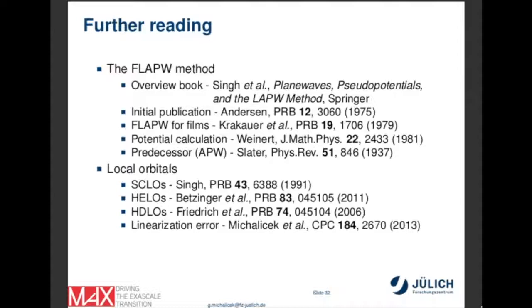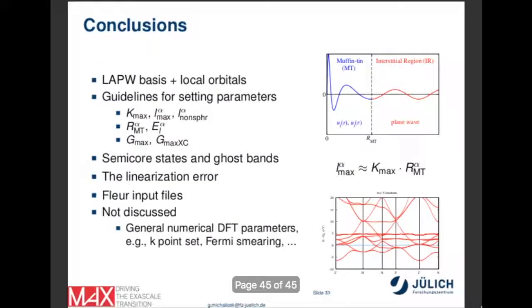So this is some further reading. If you want to know more, then there's a very nice book by Singh about the LAPW method. Then there's this initial publication by Andersen and an extension to films by Krakauer. Then there is a nice paper on how to calculate the potential by Weinert. And if you are interested in the historic predecessor, the augmented plane wave method, then read this paper by Slater. And if you're interested in local orbitals, then read this paper by Singh. This is where they were originally proposed. Or, these other types of local orbitals, or the analysis on the linearization error, you can see in these papers. Well, I end this here.